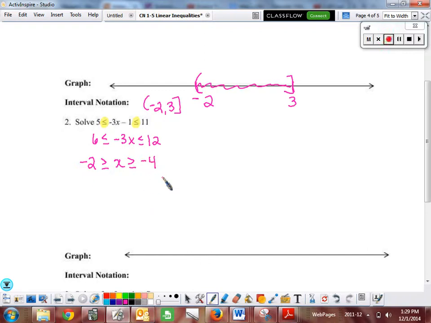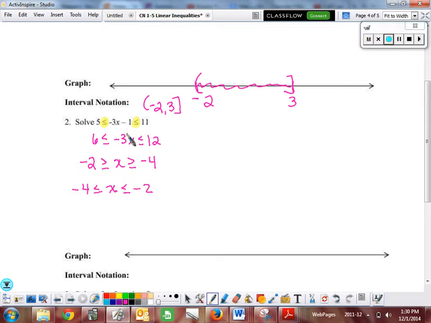And don't leave it like this. Why do I not like it in that notation? I want it in order, so I automatically go small to large, so I'm going to flip it. -4 is less than or equal to x, which is less than or equal to -2. And does this make sense? Is -4 left of a number that's left of -2?